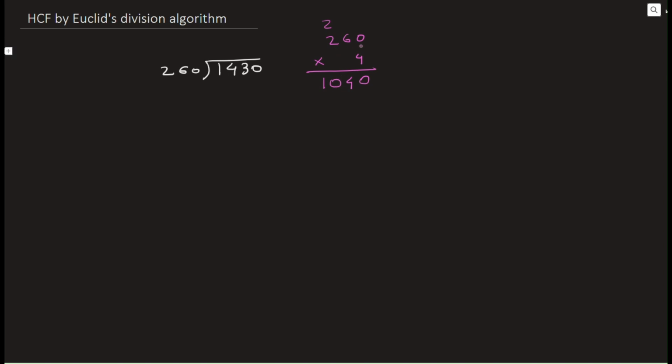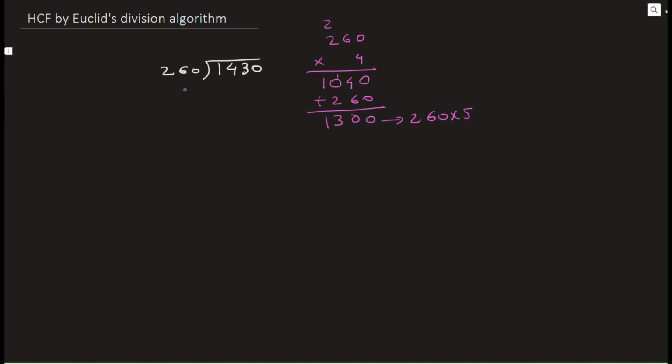So 260 times 4 equals 1040. I can still add 260 to 1040, and the answer is 4 plus 6, 10. 1 is carried over, 1 plus 2, 3, and 1. So 1300 is less than 1460. So I can say this is 260 times 4, and this is 260 times 5.